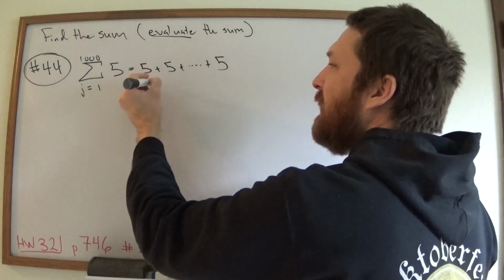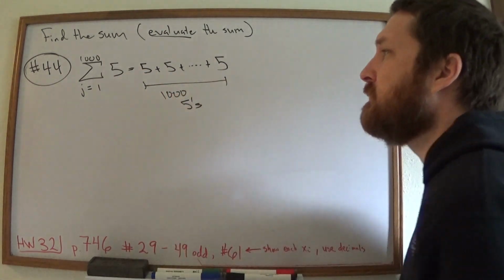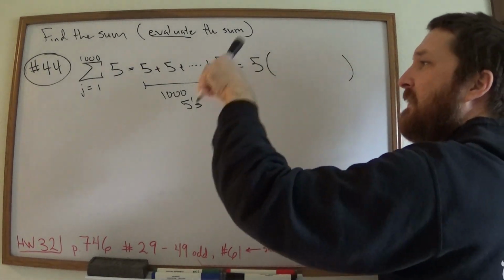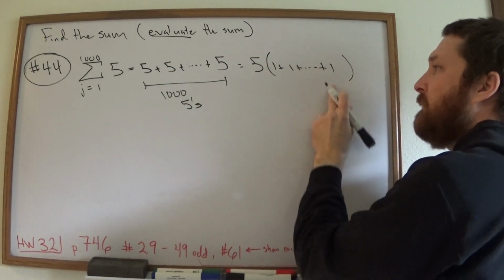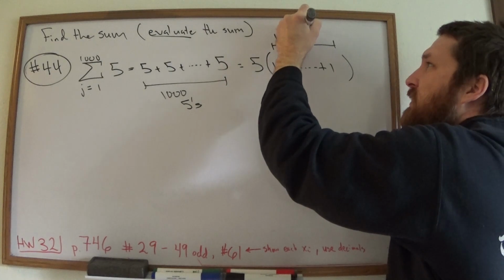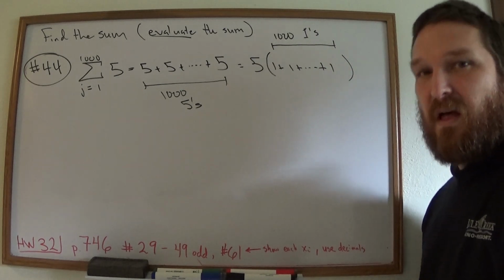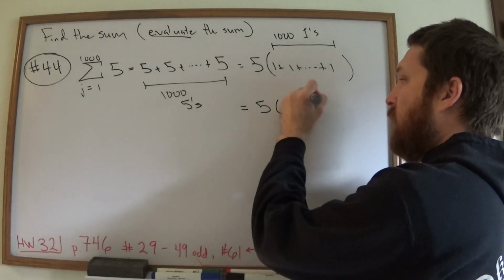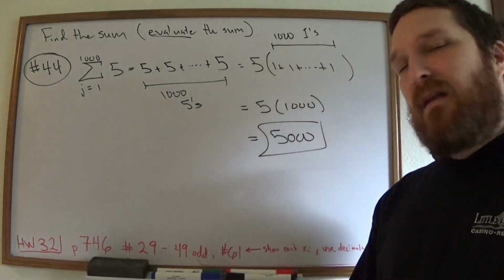And if you know that you have a total number of 1,000 fives, which we could rewrite like this, I could pull a 5 out. There's a 5 in every single term, so I'm going to factor it out, leaving me a 1 plus all the way up to the 1,000th one. So right here, there's 1,000 ones. What's 1 plus 1 plus 1, 1,000 times? Oh, it's just 1,000. Nice. Okay, so that's 5 times 1,000, which is just 5,000. Not that bad, actually.